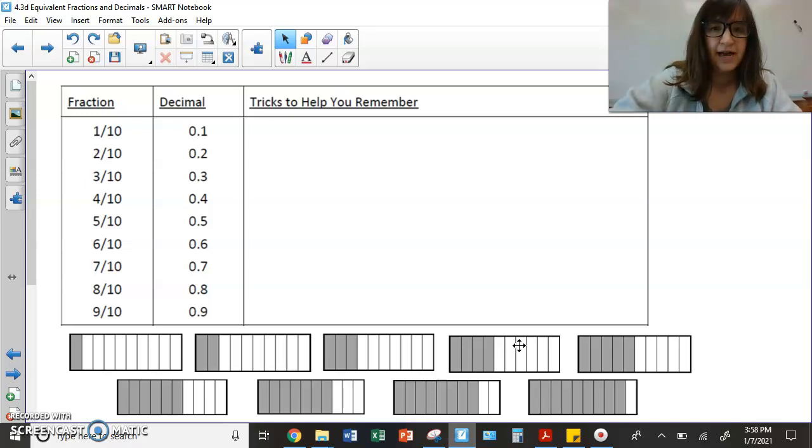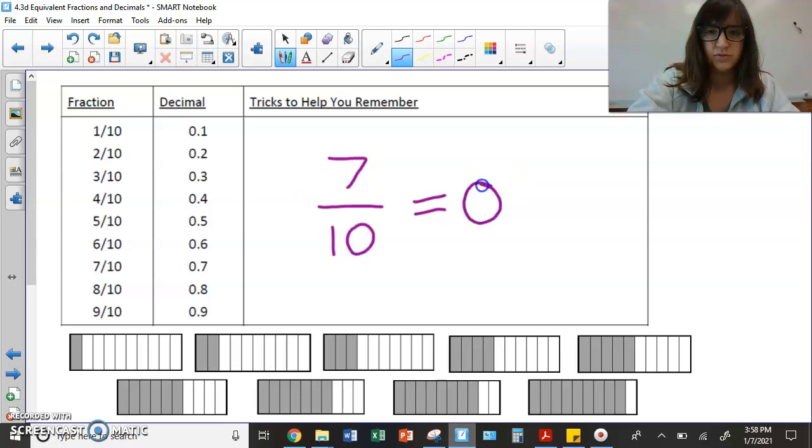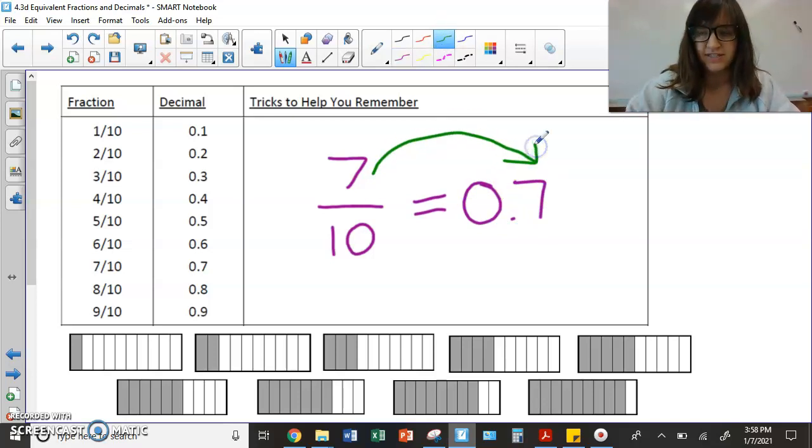To remember how to solve this, you would look at, say, 7/10 right here, and that is equal to 0.7. So this 7 in the numerator just gets written in the tenths place, because this is out of 10. It's 1/10 smaller than the ones place. So really the trick to remember the tenths is just to put the numerator in the tenths place of your decimal. The tenths are something that you can memorize the fraction and decimal equivalents to.